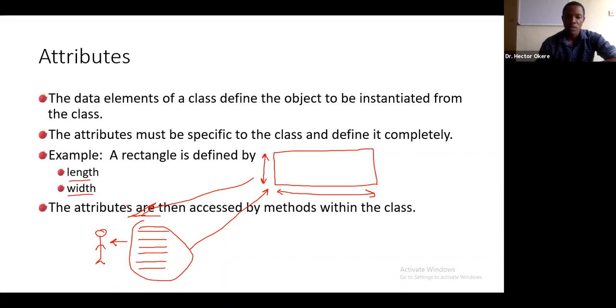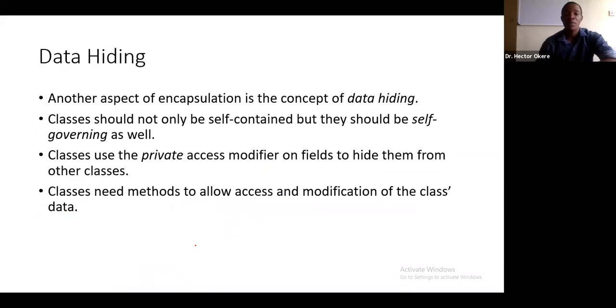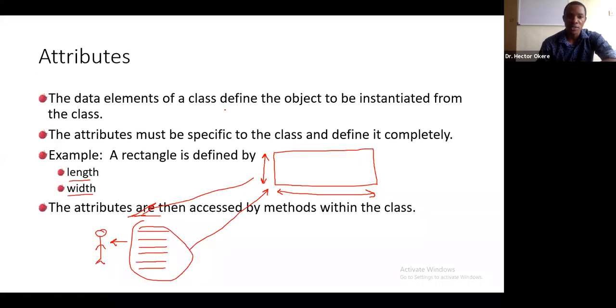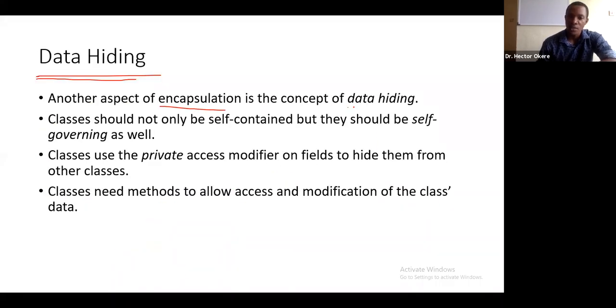Let's proceed. The attributes are then accessed by the methods within the class. So depending on what it is you want to do, the attribute is accessed by the method within the class. So data hiding is what I talked about earlier. It's another aspect of encapsulation, the concept of hiding data. Like when I say grades, you don't want other people to access other people's grades. So you can make this a private method, okay?